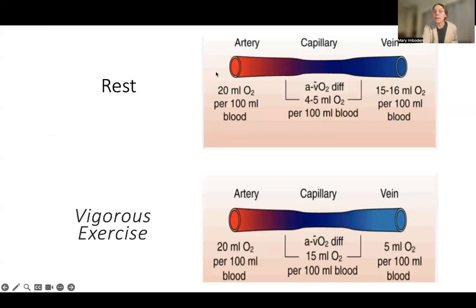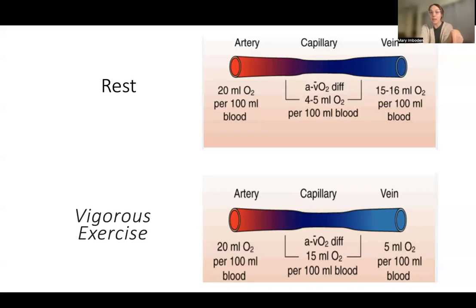At rest, we typically have 20 milliliters of oxygen per 100 milliliters of blood on the arterial side, but then less is extracted into the muscles. So on the venous side, we have 15 to 16 milliliters of oxygen per 100 milliliters of blood coming back to the heart. So the muscles, or all different cells of the body, extracted 4 to 5 milliliters of oxygen per 100 milliliters of blood, which is our AVO2 difference. Now, if you put that 4 to 5 together with our resting heart rate and resting stroke volume for our calculation, our resting VO2 is going to be ultimately lower than with vigorous exercise.